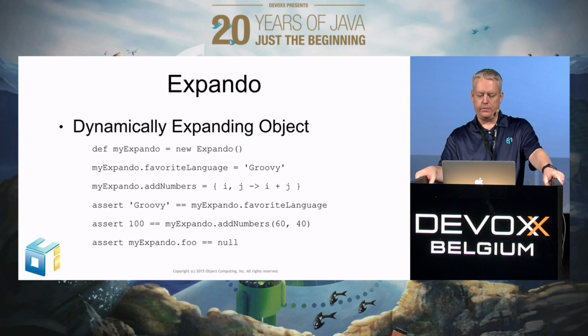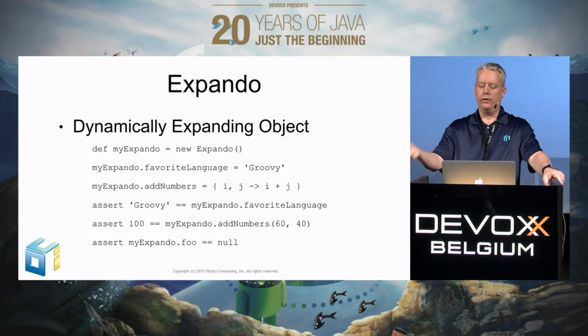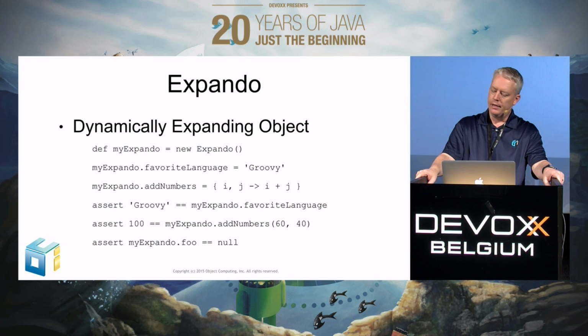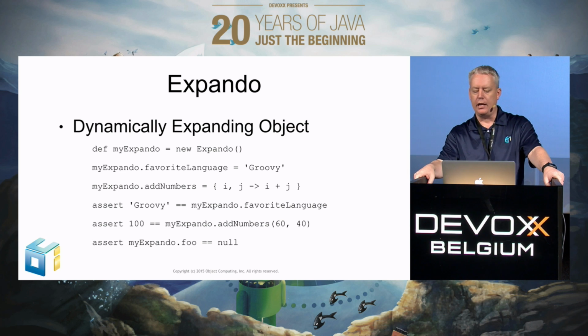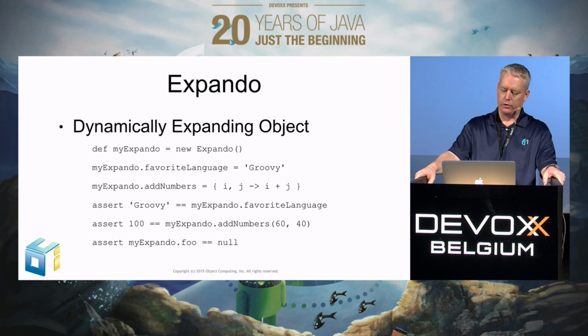And then the next 2 lines, the first 2 assertions, are asserting that if I retrieve the value of one of these made-up properties, like favorite language, that will evaluate to the value that I assign to that property. So myexpando.favoritelanguage should evaluate to the string Groovy, and these assertions do in fact pass. The second assertion is invoking a method that does not exist on the Expando class called addNumbers and passing in a couple of integers and expecting that the addNumbers method will return 100, and that is in fact what happens. So we'll figure out how that works in a moment.